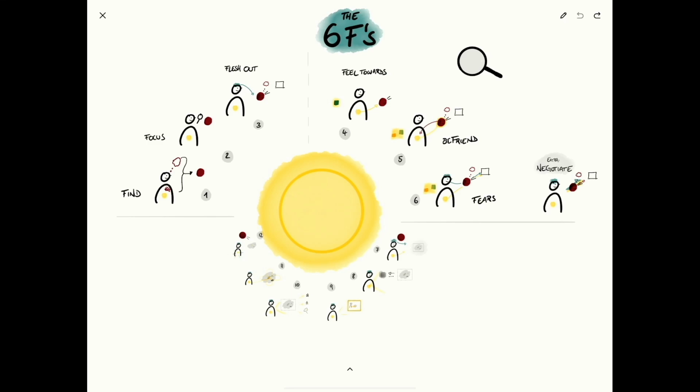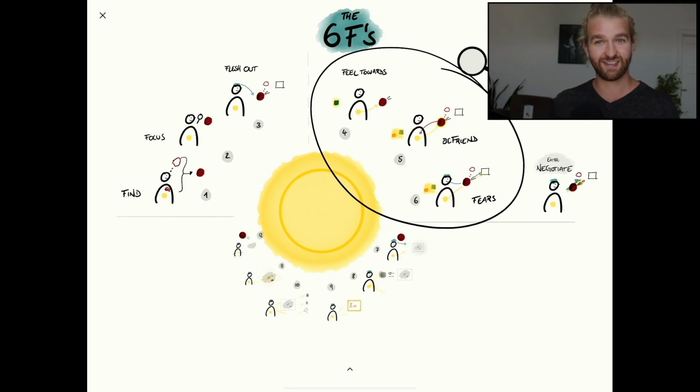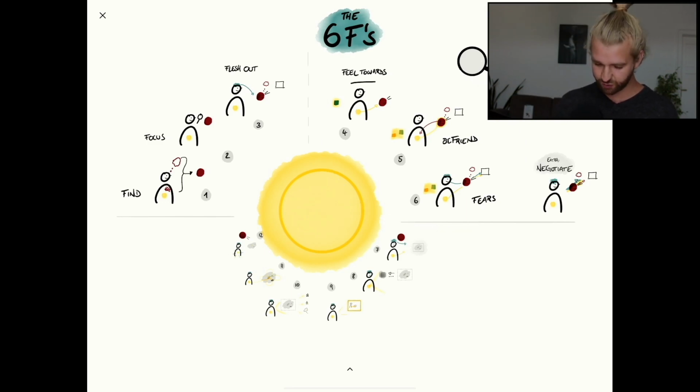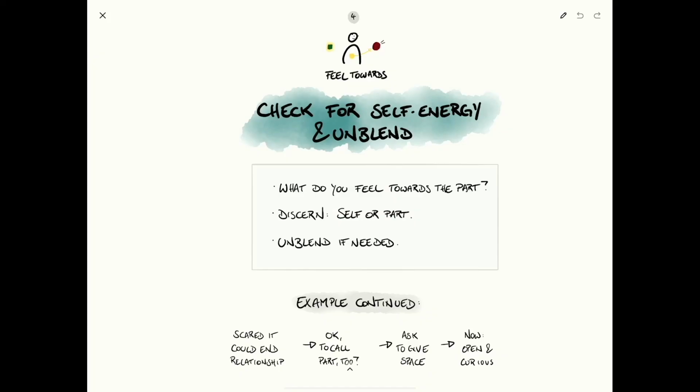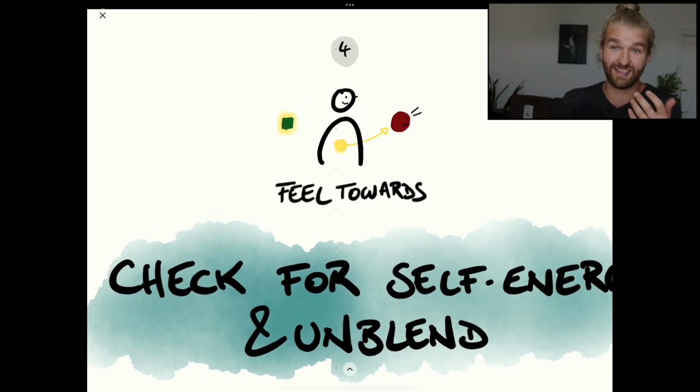So now I'd like to focus on the next phase of the 6F process, which is these ones, feeling towards, befriending, and fears. They come after the first 3 steps. We don't start just randomly with these, but they basically build on what we've done before. So that's just important to keep in mind. And the feel towards step is called feel towards because that's usually the question used in this step.